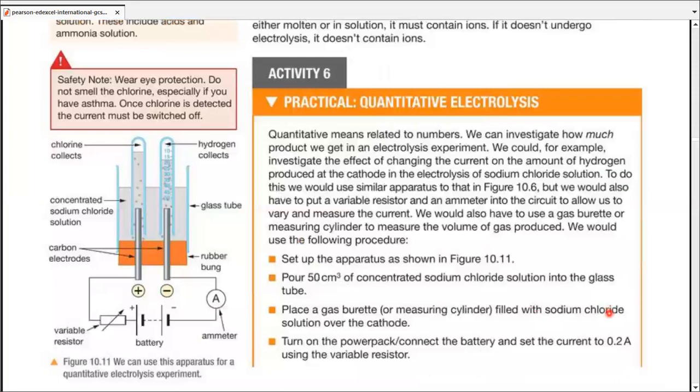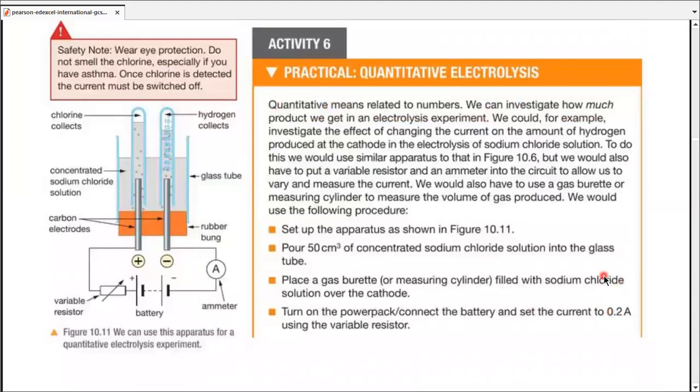Activity 6, quantitative electrolysis. The word quantitative means that we can always come up with a number to tell the amount of the product we are going to get at the cathode or at the anode. Quantitative means related to numbers. We can investigate how much product we're going to get in an electrolysis experiment. If we investigate the effect of changing the current on the amount of hydrogen we produce at the cathode, we can easily work our way out with quantitative electrolysis.